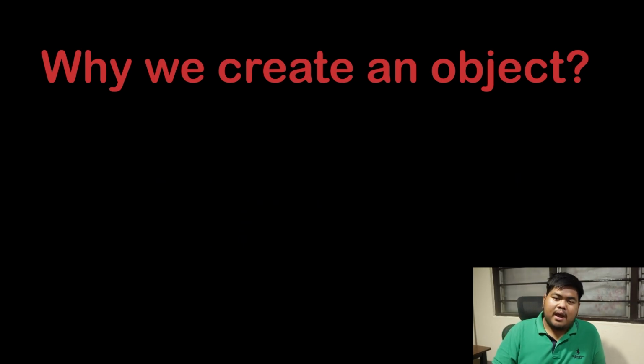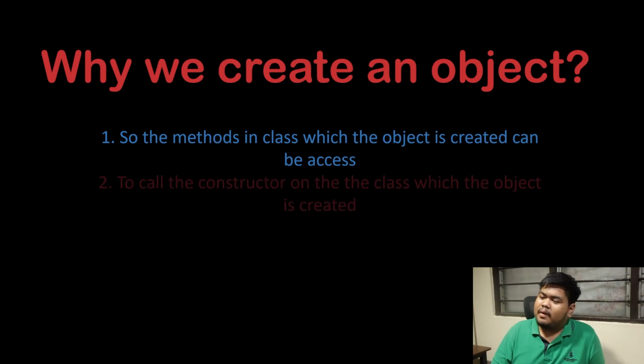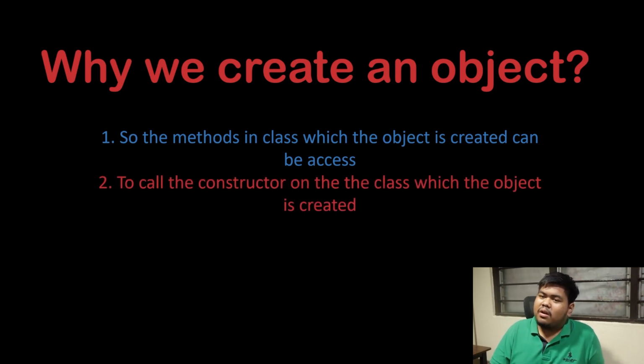So why do we create an object? Number 1, the methods in the class for which the object is created can be accessed. So if the method is in another class and we create an object for that class, then we can use that method in the class that has the PSVM. And number 2 is to call the constructor of the class for which the object is created. So when we create an object, it automatically calls the constructor, so the constructor can be executed.